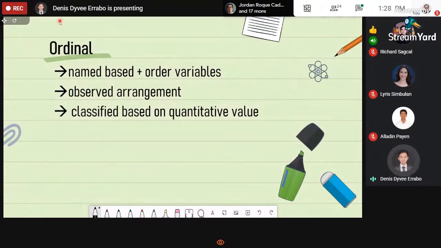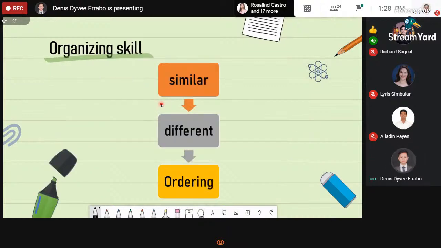So aside from nominal data, we also have ordinal data. A notch higher from nominal data is ordinal data. It requires arrangement of the variables, no? Sometimes ordinal data can be married to a quantitative value or variable in order to make it more explicit or more meaningful. So ordinal data requires organizing skill. So that's why research is a lifelong skill. It requires several manifestations of scientific processes involving organizing.